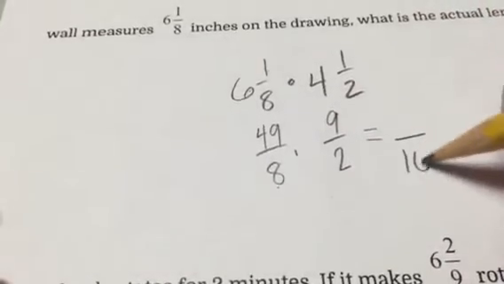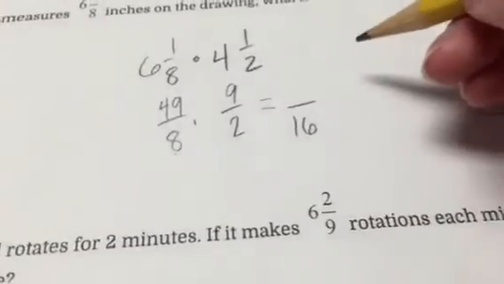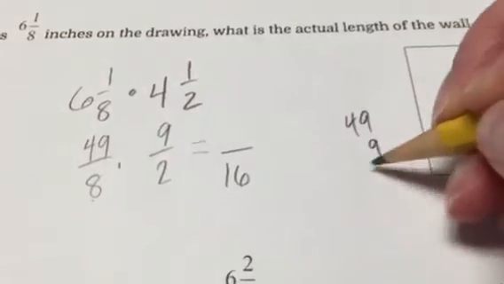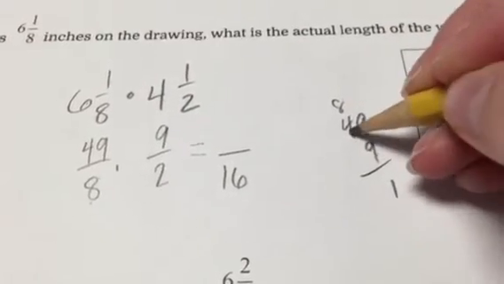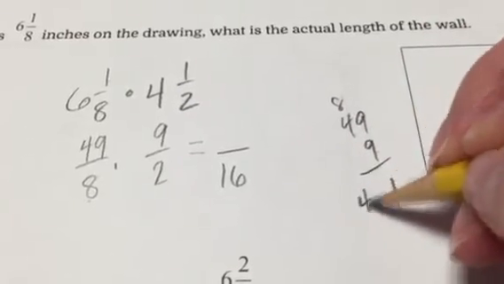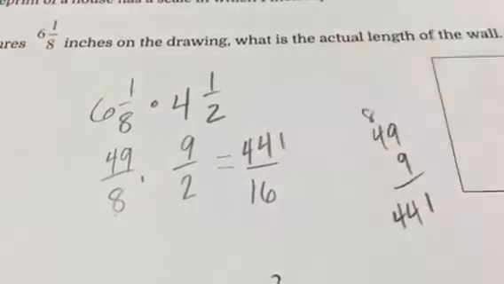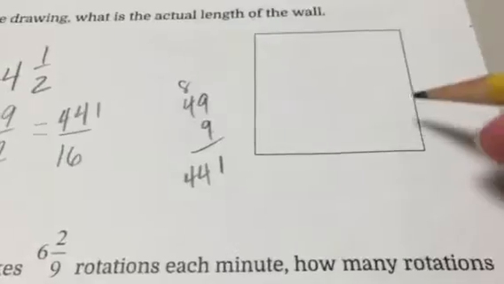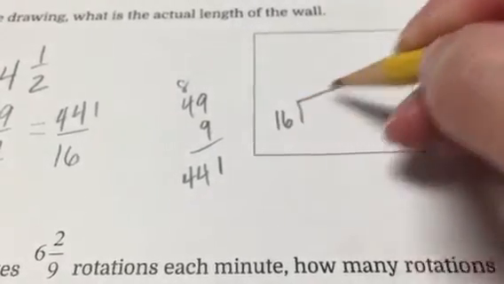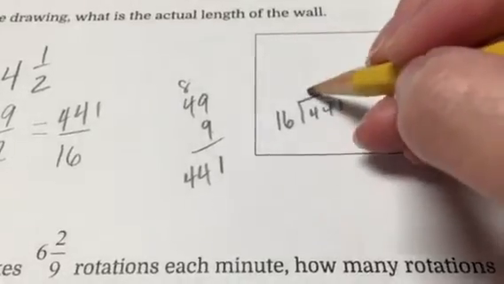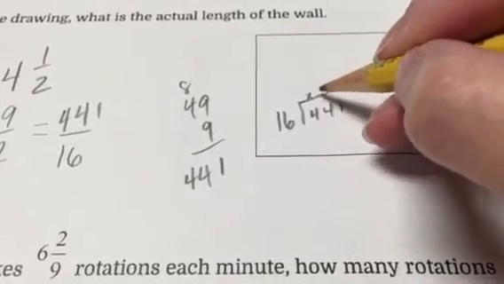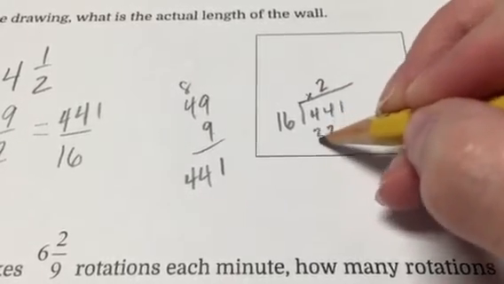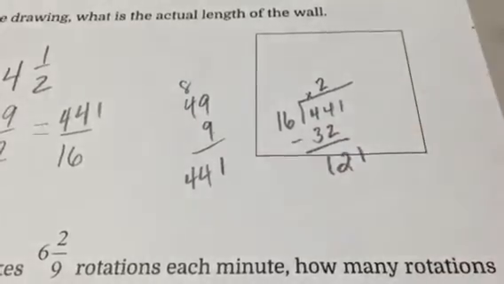8 times 2, I know that's 16. 49 times 9, I don't really know, so I'm going to have to do that off to the side. 49 times 9 is 81. 9 times 4 is 36, plus 8 is 44, so I get 441. Now, I can't leave that because that's an improper fraction. So off to the side, I'm going to say, well, how many times does 16 go into 441? Well, it won't go into 4. Let's see. I think it will go in 2 times, and that would be 32. So I'm going to subtract, and I get 121.